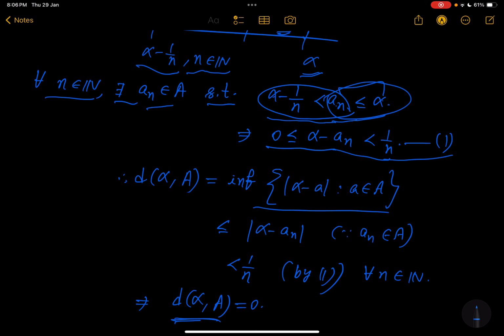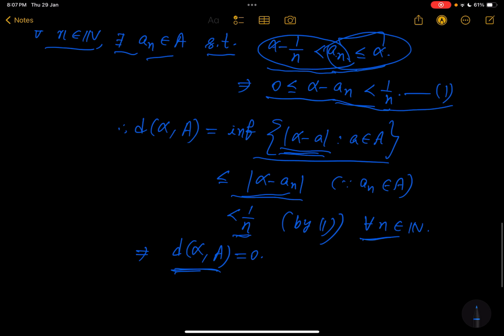But a_n is in A, and each infimum is always less than or equal to each element, and alpha minus a_n is an element of this set, right? So alpha minus a_n is less than 1 by n, and this is true for every small n belonging to N. This says that the distance between alpha and A is 0, right?